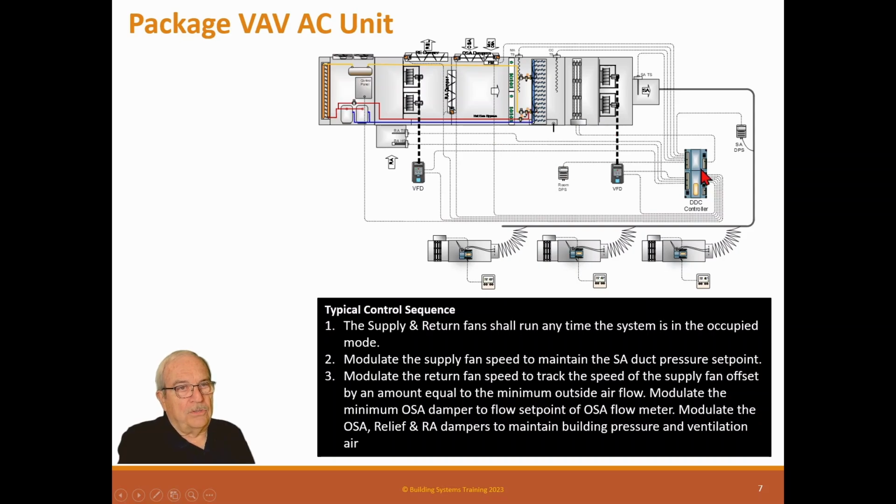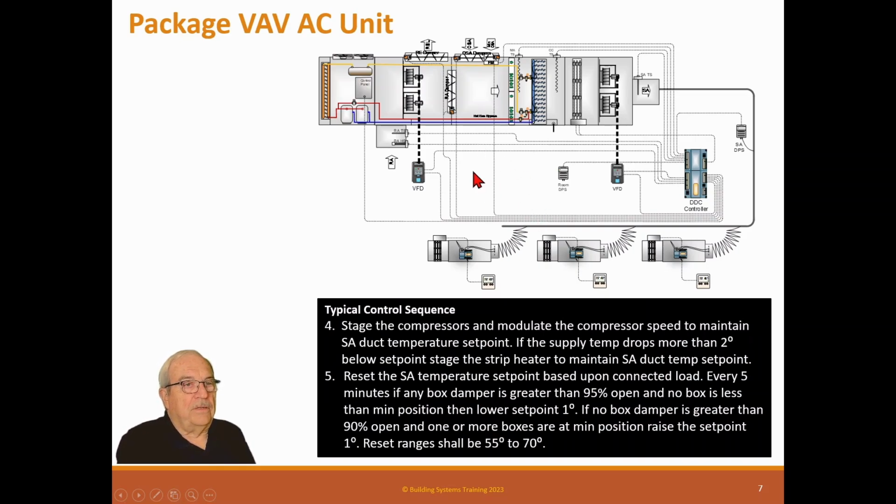Now, I would mention to you that this also has a room pressure set point. Pressure sensor, which allows us to actually manipulate this to maintain building pressure. Here's the rest. Stage the compressor and modulate the compressor speed to maintain the supply air duct temperature set point. If the supply temperature drops more than 2 degrees below set point, stage the strip heater to maintain supply air duct temperature set point. So what's happening here, we not only have variable speed, we have variable speed compressors, which is making it a better unit.